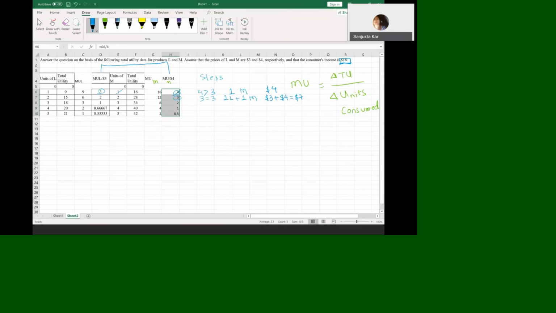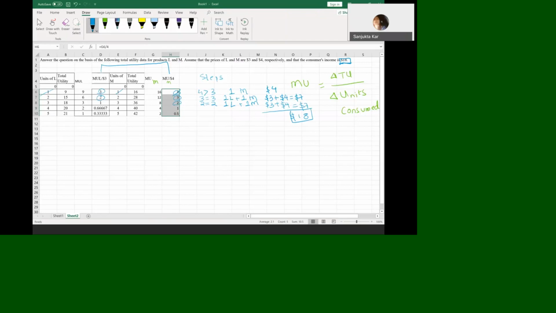Now I'm going to look at the next step. Compare 2 and 2 here. Because 2 is equal to 2, I can write this as 1L plus 1M, another $7. Here you go. This one is 7. So adding up all the numbers looks like consumer is spending all his income.